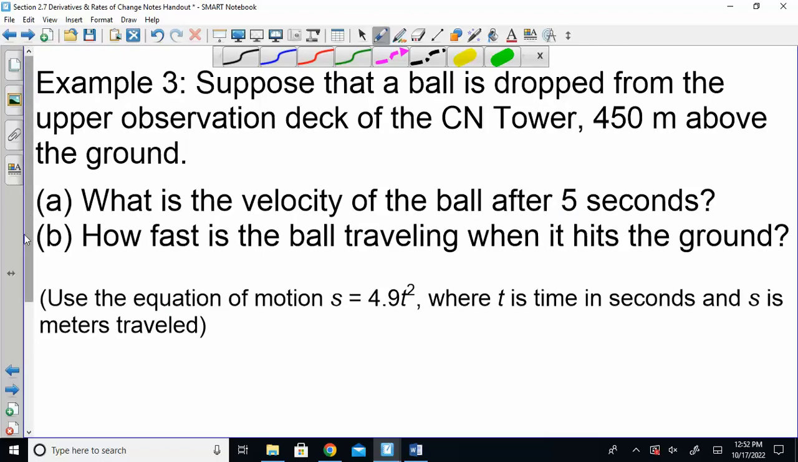So let's take a look at this problem. I think we did one very similar way back at the beginning when we were making tables for everything. I think we might have done this exact problem with a table. But I want to do it again using what we know now.